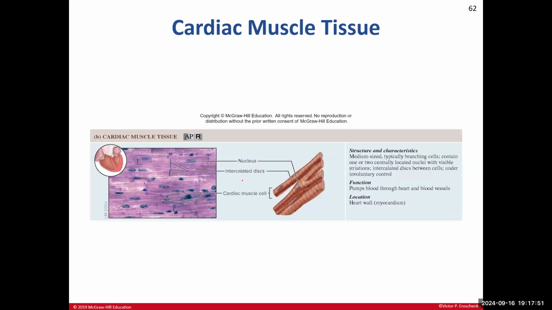And here you can see cardiac muscle tissue here. You can see that we have a couple nuclei in one cell. You have some striations there, and then you can see the intercalated discs, these dark lines there within the cell.